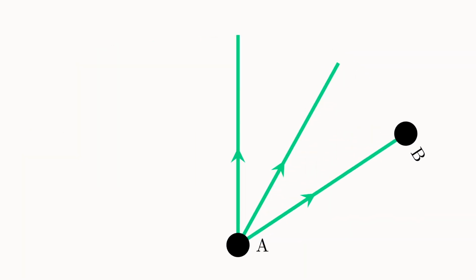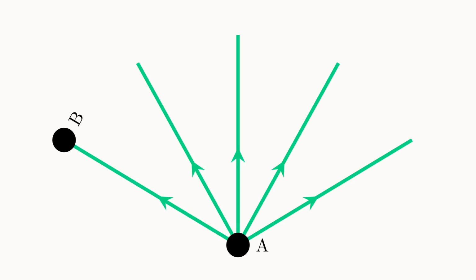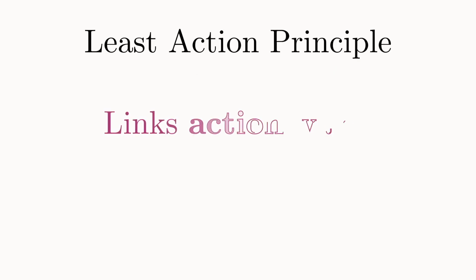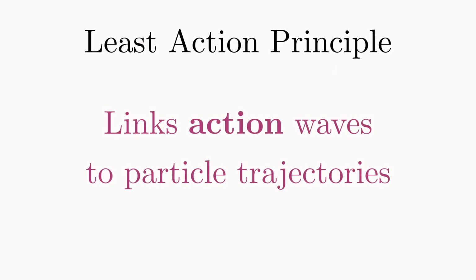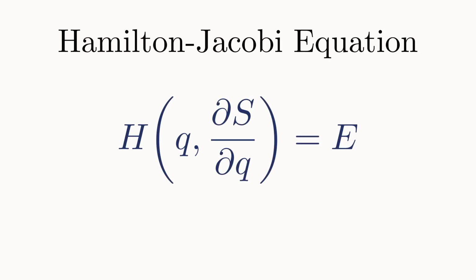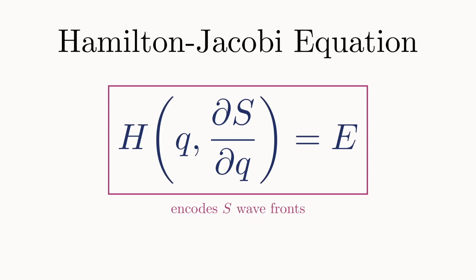And similarly, the particle trajectories here are orthogonal to the action wavefronts. So the same type of duality as before emerges. By first knowing the action wavefronts, you can always deduce the particle trajectories, and vice versa. It is at this point we can get back to Schrödinger's original paper. Remember how Schrödinger began with the Hamilton-Jacobi equation? Well, this equation is what encodes the action wavefronts.